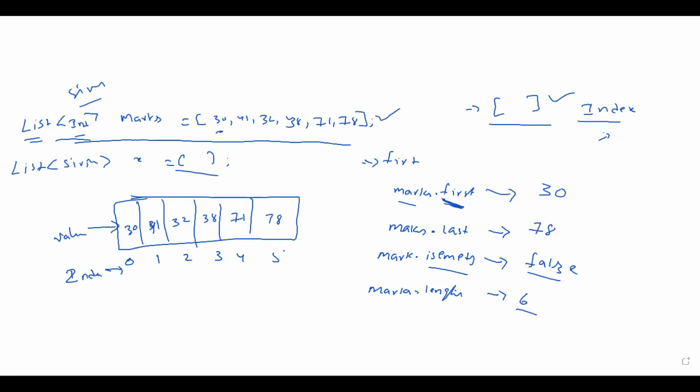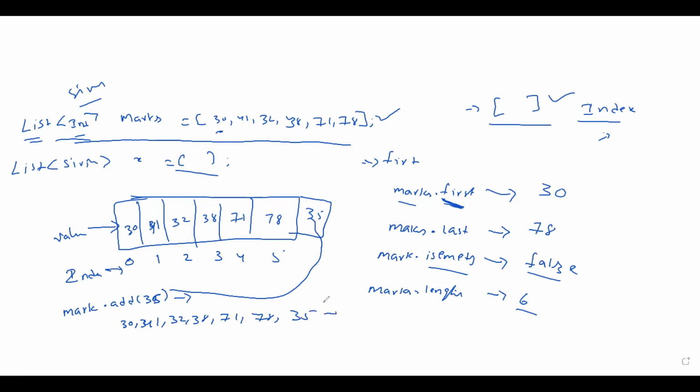If you want to add an item, for example, marks dot add 35. This is a method. What output will come? This add method will add the new item at the last index. 35 will be added here. After adding the value, the output is 30 41 32 38 71 78 35. Got it, right? So a new item is added into the list. This adds only a single value.